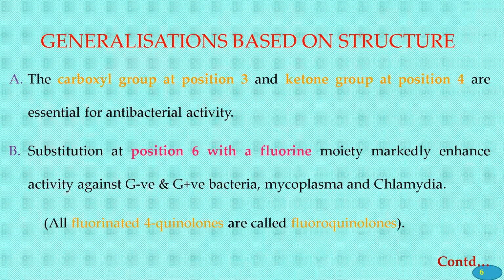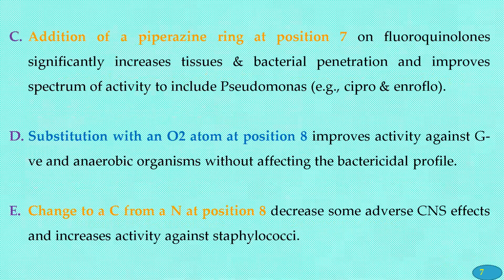Anyway, I was going to show you the next slide. The carboxyl group at position 3 and the ketone group at position 4 are essential for antibacterial activity, whereas substitution at position 6 with a fluorine moiety markedly enhances activity against gram-negative and gram-positive bacteria, and also mycoplasma and chlamydia. The fluorinated 4-quinolones are called the fluoroquinolones.